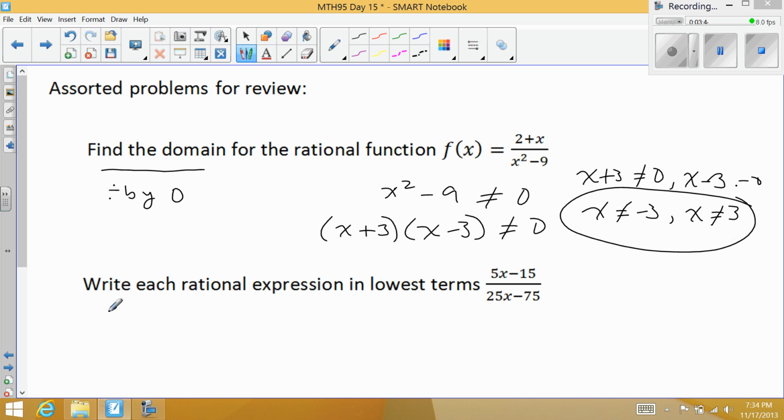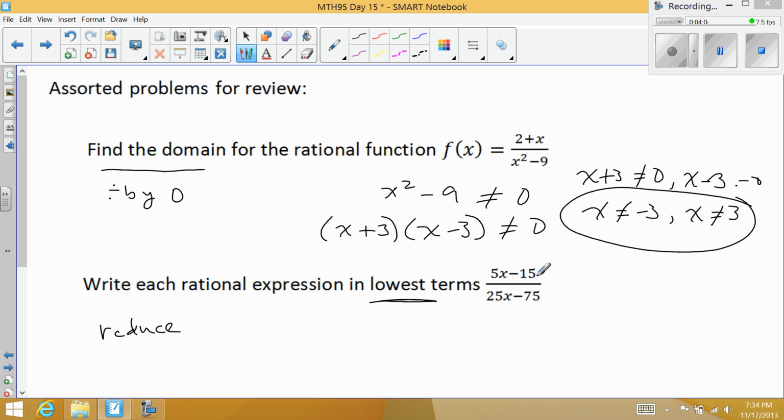Okay, next example here. Write each rational expression in lowest terms. So lowest terms means we need to reduce. So what we're going to do is factor the numerator and denominator, and if we're lucky, we're going to have some common factors that we can then reduce.